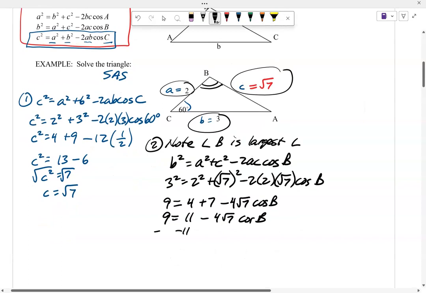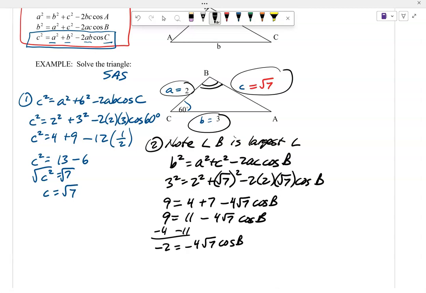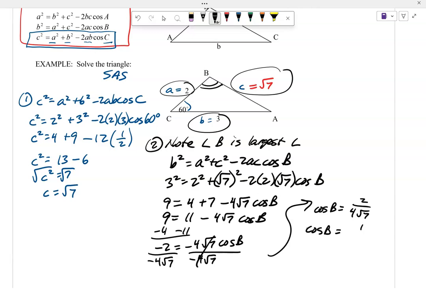Subtract 11 from both sides. I'm trying to isolate that cosine. Right? So I got negative 2 equals negative 4 root 7 cosine B. Let me divide by negative 4 root 7. And so cosine of B equals negative 2 over negative 4 root 7. So negative over negative is a positive. Of course, 2 over 4 is a half, right? Okay, so cosine of B equals 1 over 2 root 7.